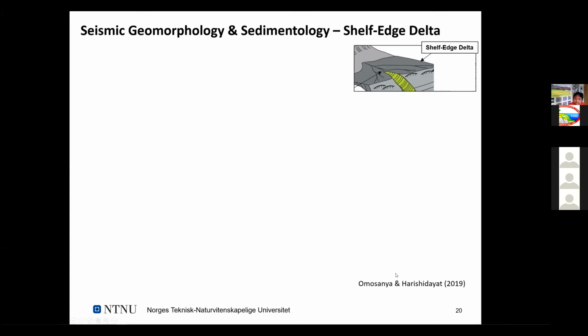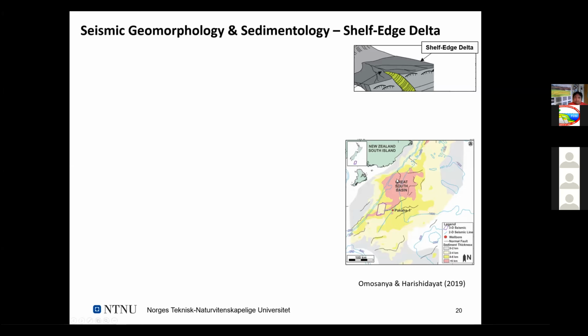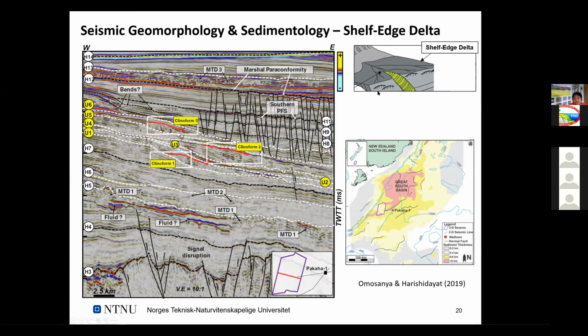So this is the Great South Basin in New Zealand. In this case, this shelf-edge delta is also dealing with prograding clinoforms. If you look here, this is the clinoform in the shelf edge. So this clinoform here, we have 1, 2, 3 clinoforms, also dealing with shelf-edge delta, and this is the basin floor area here in the east.